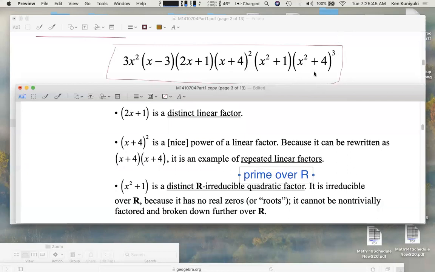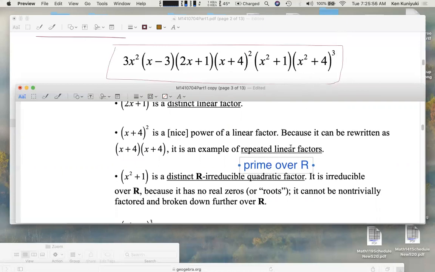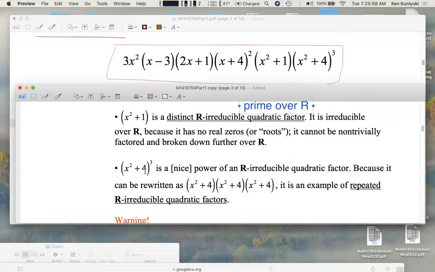Finally, the cube of x squared plus 4. This time we have the power of a quadratic that's prime over the reals, or repeated factors of that type. The cube of x squared plus 4 is a nice power of an R irreducible quadratic factor, or a quadratic factor that's prime over the reals. And because this can be rewritten as 3 copies of x squared plus 4 all multiplied together, we can think of this as an example of repeated quadratic factors that are prime over the reals.